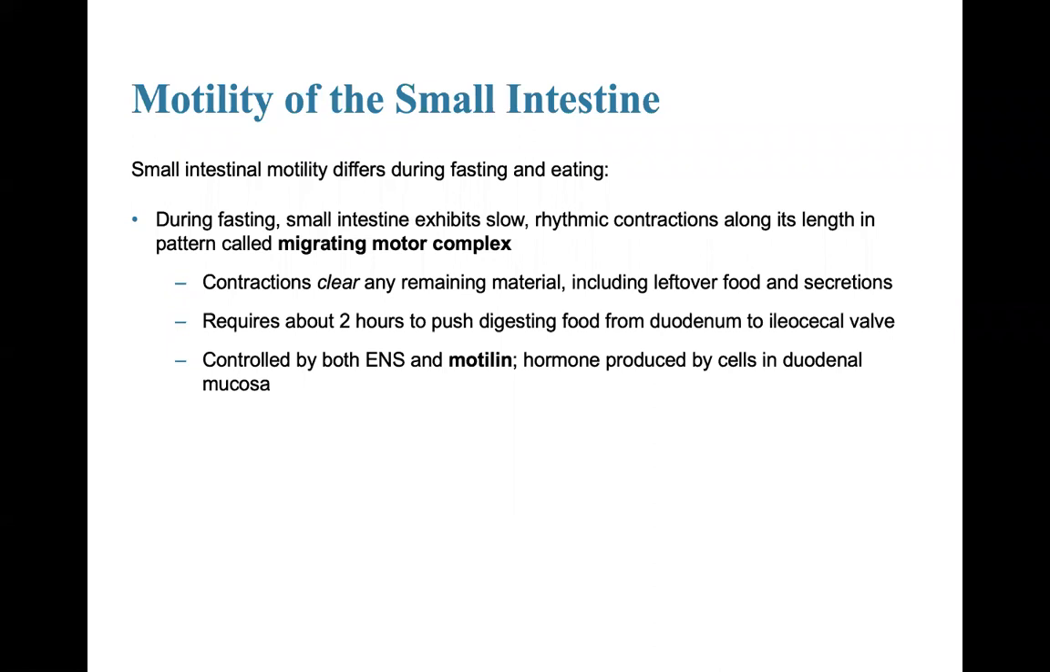Small intestine motility differs during fasting and eating. During fasting, the small intestine exhibits slow, rhythmic contractions along its length in a pattern referred to as the migrating motor complex. The contractions clear any remaining intestinal material, including leftover food and secretions. It requires about 2 hours to push digested food through the duodenum to the ileocecal valve. This is all controlled by both the enteric nervous system and motilin, which is a hormone produced in the cells in the duodenal mucosa.